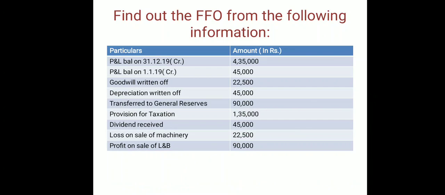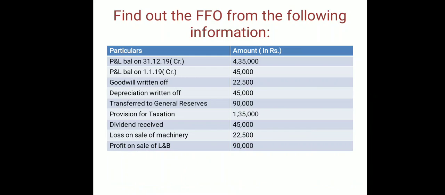The information we have: profit and loss balance on 31st December 2019, credit balance 4,35,000, and then on January it is 45,000. Whenever in any question you have a closing and opening balance of profit given, then to calculate the net income or net profit what do we do? Closing balance minus opening balance. I hope you remember that to calculate fund from operation, first we take net income, or net profit. So in this type of question, to calculate net profit, just closing minus opening balance, that is 4,35,000 minus 45,000.